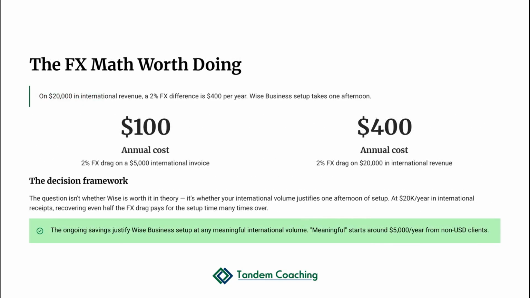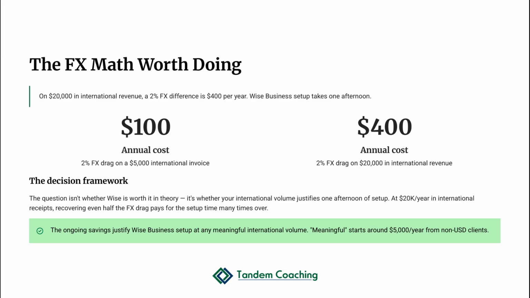FX cost math at realistic coaching volumes shows why the setup work pays off. $5,000 a year of international client invoicing at a 2% FX difference between scenarios works out to $100 a year of savings, modest but real.